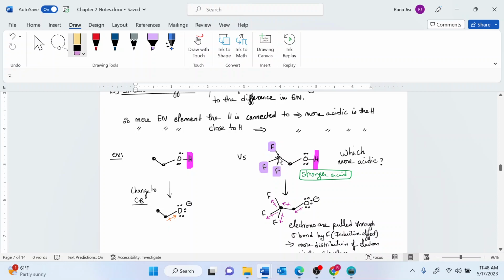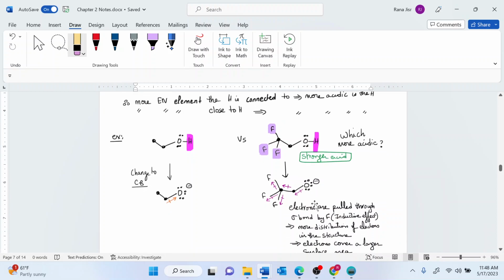Now, these electronegative elements are close to the acidic hydrogen. If you change into a conjugate base, notice that the flow of electrons is going to be towards the fluorine. And notice how the pull is towards the fluorine through the sigma bond. This is the definition of inductive effect.